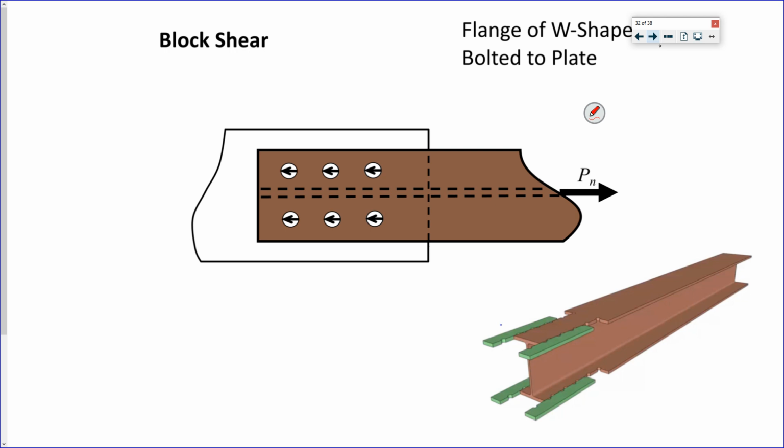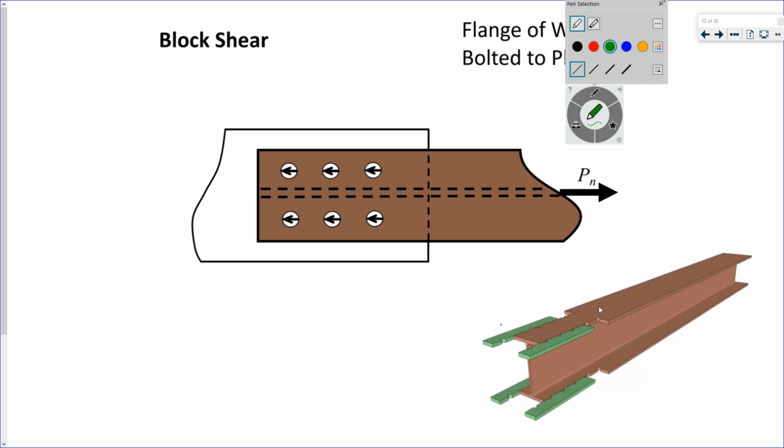Another way to look at it, let's say we have a W shape bolted to a plate. Now what's not going to happen is you're not going to rupture the entire I-beam cross section, right? That's a really big cross section to break. That thing's going to yield. But you could lose some of your flanges, right?